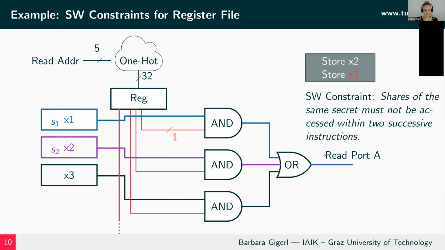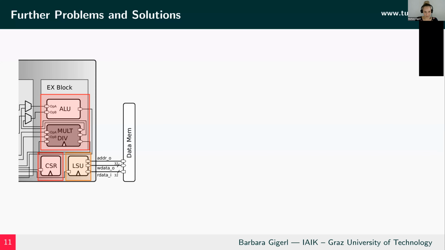Okay, then we also found some further problems in the core. First of all, we found out that there is a hidden state in the load store unit, which is basically a register. And every time you store something to memory, this register gets the value of whatever you want to store. So this could be bad if you store two shares, because then you have a register override.